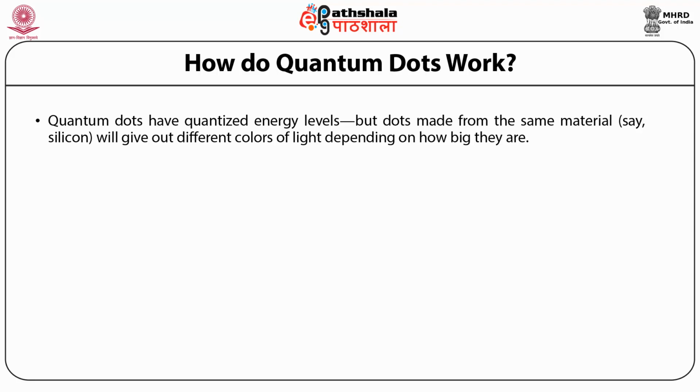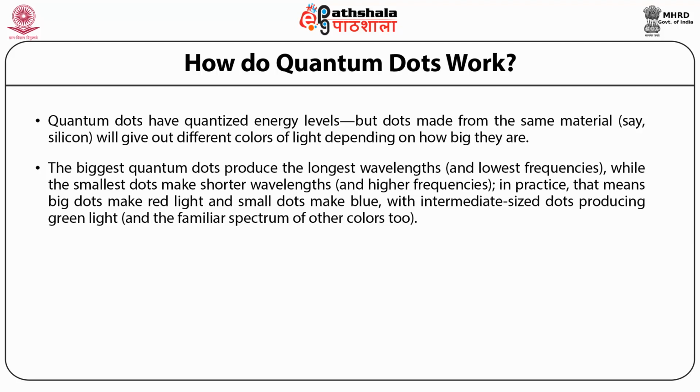In this regard, a bigger quantum dot emits light of longer wavelengths or smaller frequencies, while smaller quantum dots produce light of shorter wavelengths or higher frequency. Large dots give off red light and smaller dots produce blue light, and intermediate dots produce green light, which is shown in the figure. In this way, by adjusting the size of the quantum dot, all the colors of the spectrum can be produced.